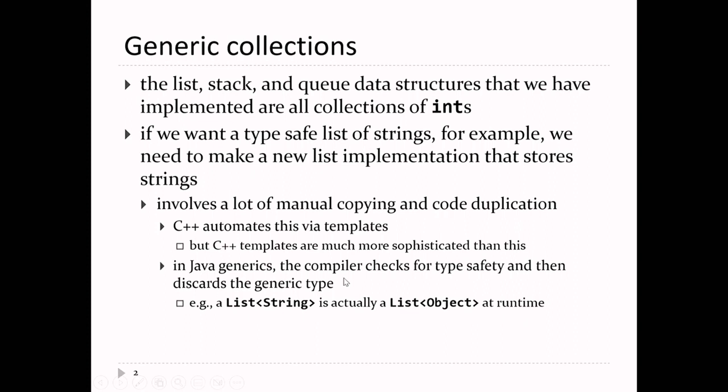In Java generics, it doesn't work this way. In Java generics, what happens is you specify the generic type. Your program compiles, and the compiler checks that you're using your list safely. That is, when you add an int to a list, you get back an int when you take it out. And then it tosses out the generic type. So what actually happens is your list of string in Java is really a list of object at runtime. Similarly, your list of integer in Java is really a list of object at runtime. So there is no code copying in Java. Java has a different way of implementing this.